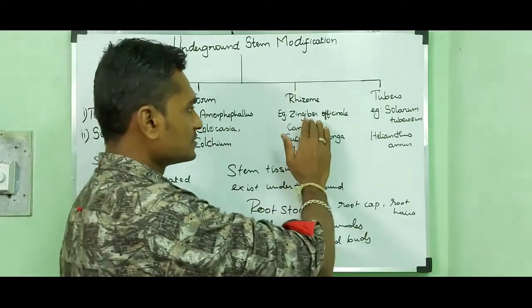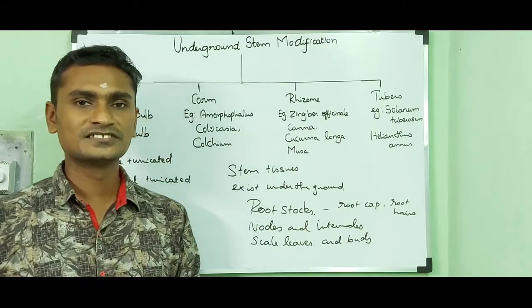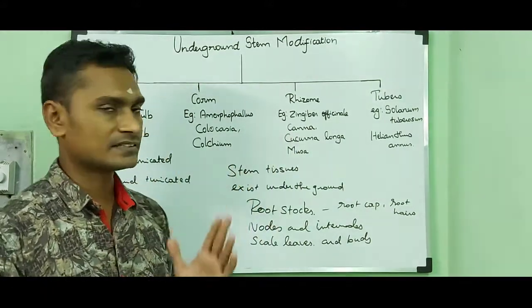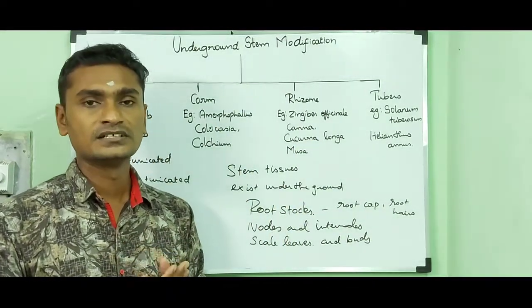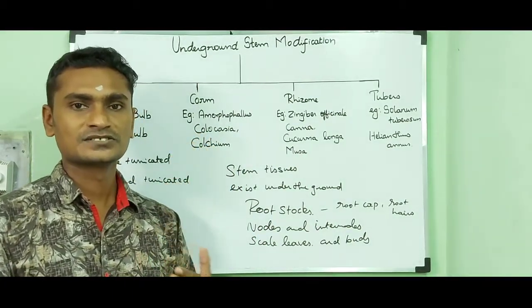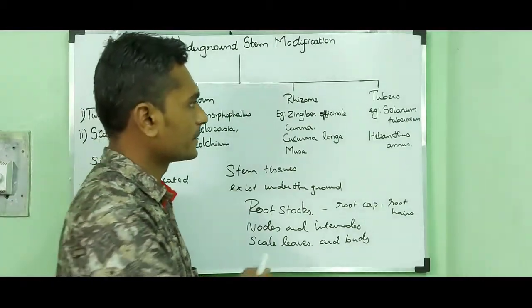Example, Zingiber officinale, இஞ்சி. சரிங்களா? இஞ்சி வந்து நீங்க பாத்தீங்கன்னா nodes and internodes கிளியரா தெரியும். Then Canna indica, கல்வாழை அப்படின்னு சொல்லுவாங்க. Then Curcuma longa, மஞ்சள், turmeric. Then Musa paradisica. சரிங்களா? So these are all called rhizome. Then tubers.